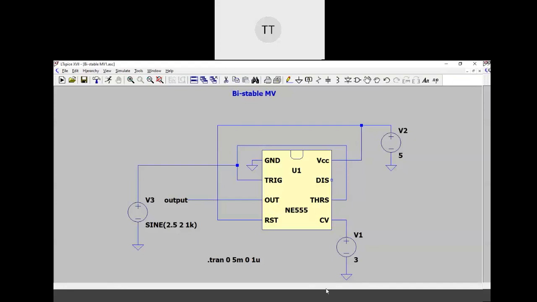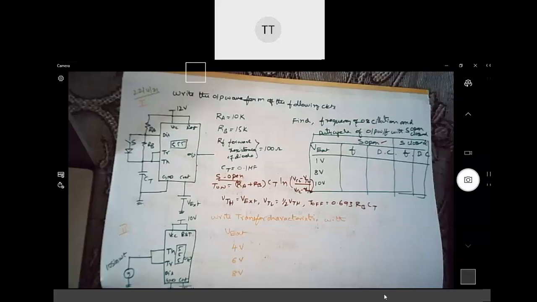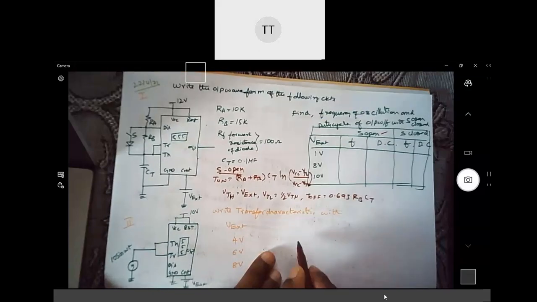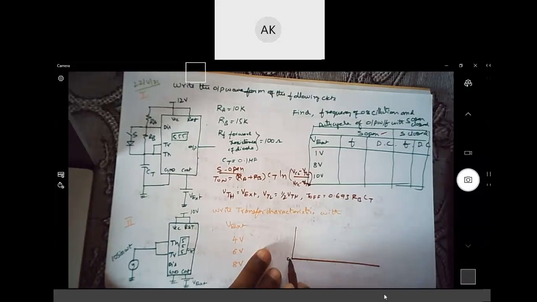Let me just go back to, wait, just give me 1 minute. Now, I have a waveform. Yes, is the camera visible?